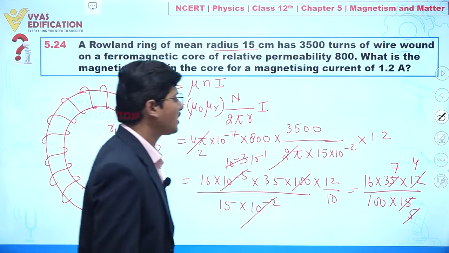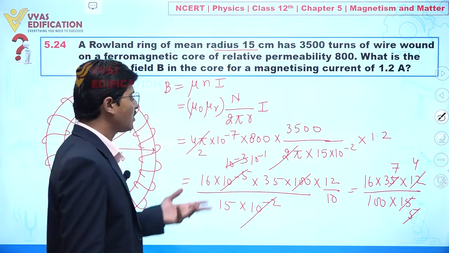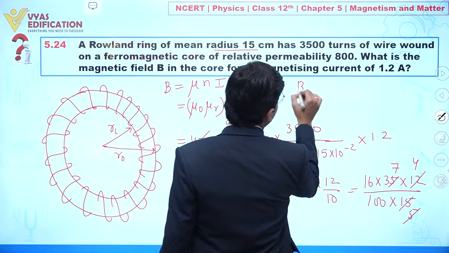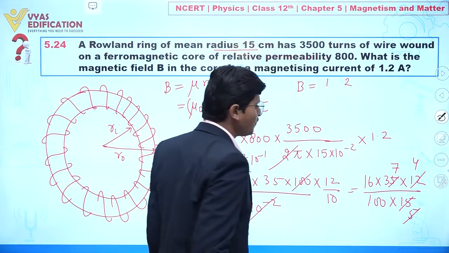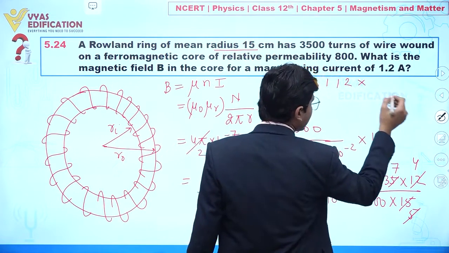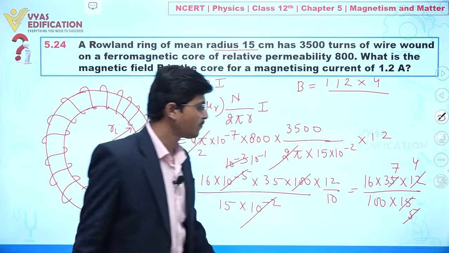Clear? So 7 multiply 4, or you can also write like this, the value of B is given by 16 multiply 7, that is 112, multiply 4, and it is divided by 100.